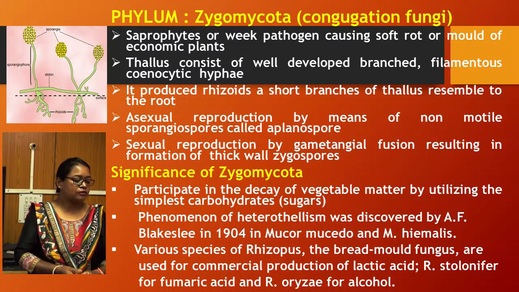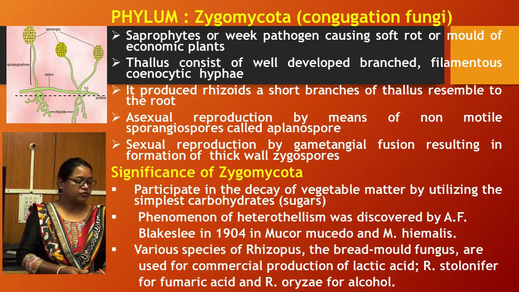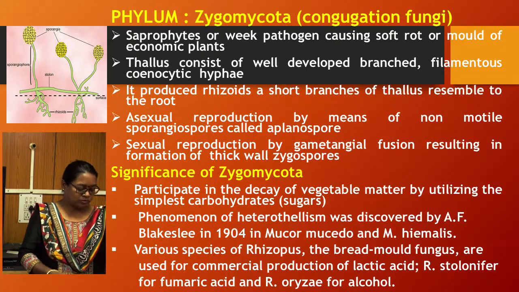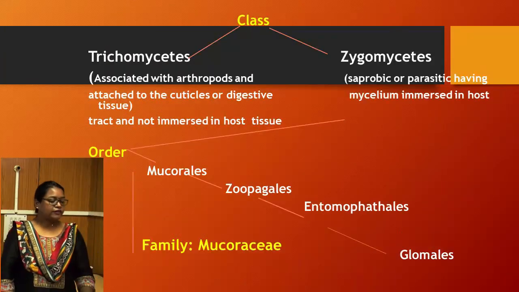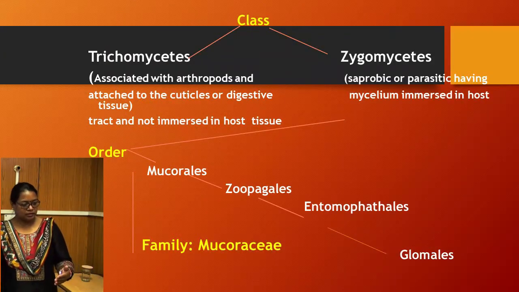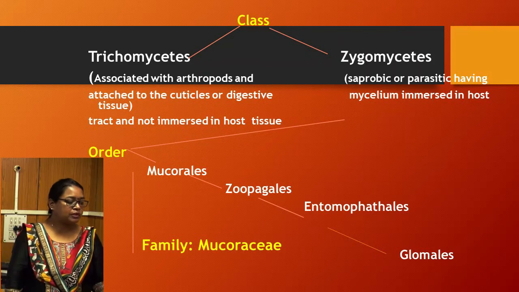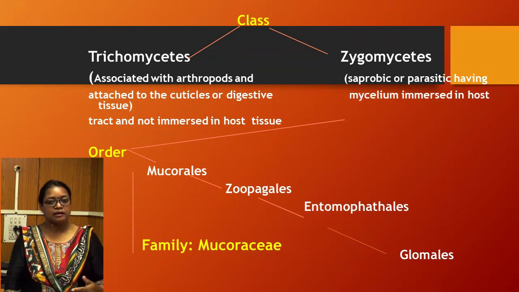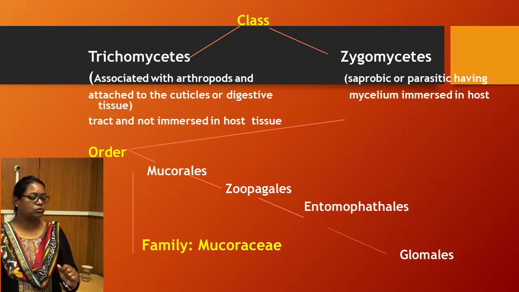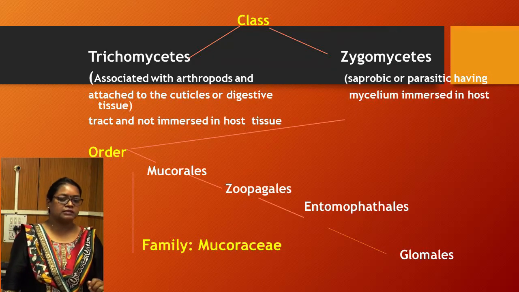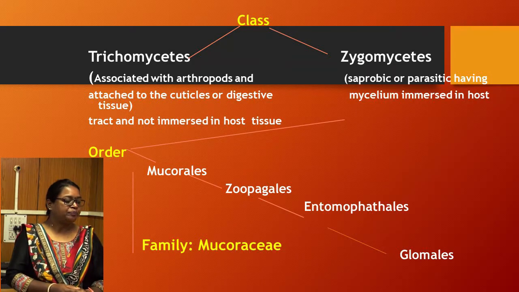Rhizopus stolonifer is used for the production of fumaric acid, and Rhizopus oryzae for the production of alcohol. The phylum Zygomycota is divided into 2 classes, Trichomycetes and Zygomycetes. We discuss only Zygomycetes because this is pathogenically important.